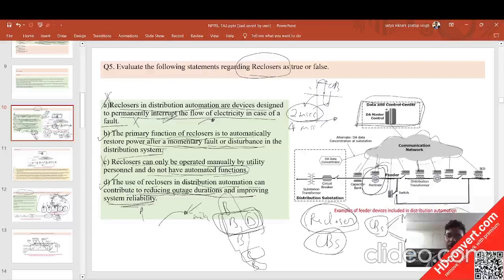What about these auto reclosers? Auto reclosers are similar to this automatic kind of system, which tries to reclose again after the fault is cleared. Or if a fault is permanent, then it will again open the switch and try to close again after a few minutes. Auto reclosure, in one sense, is like this only.